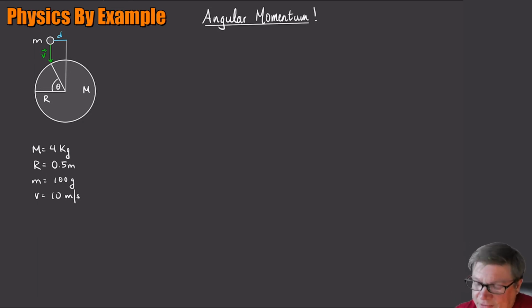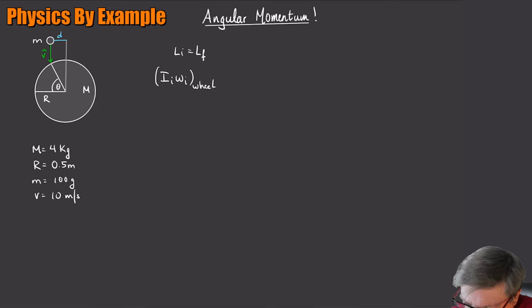Okay, so here's what we do. It's not clear how we're going to do this at first, but it really does come down to momentum conservation. Here's why. So I'm going to say Li is Lf. What is the initial I omega for the wheel? This is 0, right? Because the wheel's not spinning. The wheel's just sitting there at rest.